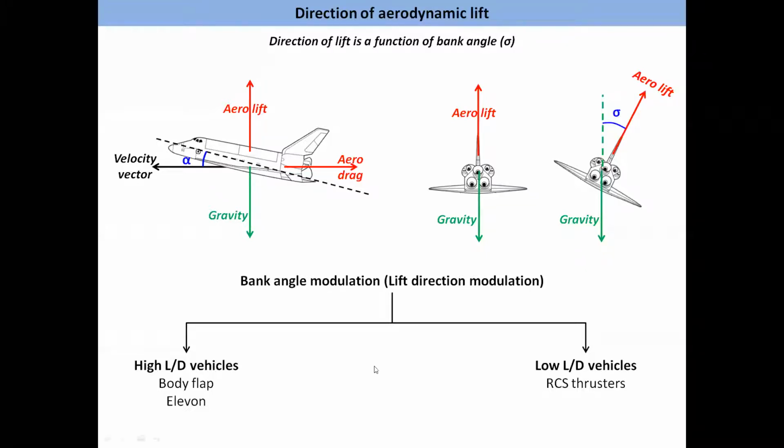So, bank angle modulation is possible both in high L/D vehicles and low L/D vehicles, although the mode in which they achieve the bank angle modulation may be different. For low L/D vehicles, typically you use RCS thrusters to modulate your bank angle. While in high L/D vehicles, obviously you would use ailerons, rudders, body flaps, etc., in order to trim and rotate the vehicle about the velocity vector and get the required bank angle.